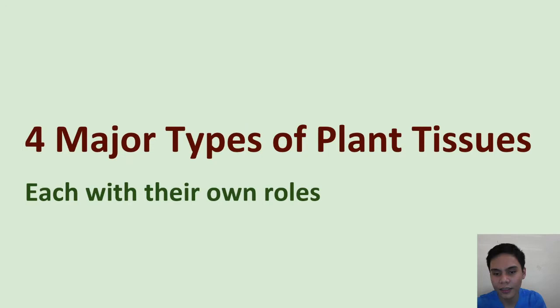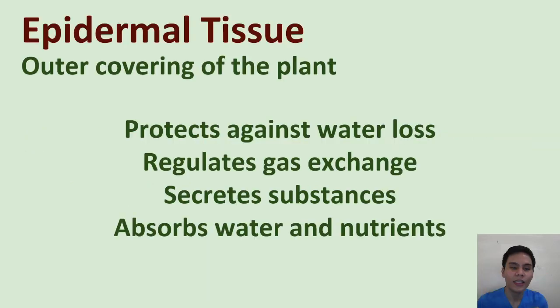Now we move on to the major types of plant tissues. Different parenchyma, sclerenchyma, and collenchyma being mixed together can turn into different types of plant tissues, now with their own specific functions and roles. Your epidermal tissue is the outer covering of the plant. Sclerenchyma plays a large part in this type of tissue, but there's also parenchyma in it. It protects against water loss, regulates gas exchange, secretes substances, and absorbs water and nutrients.